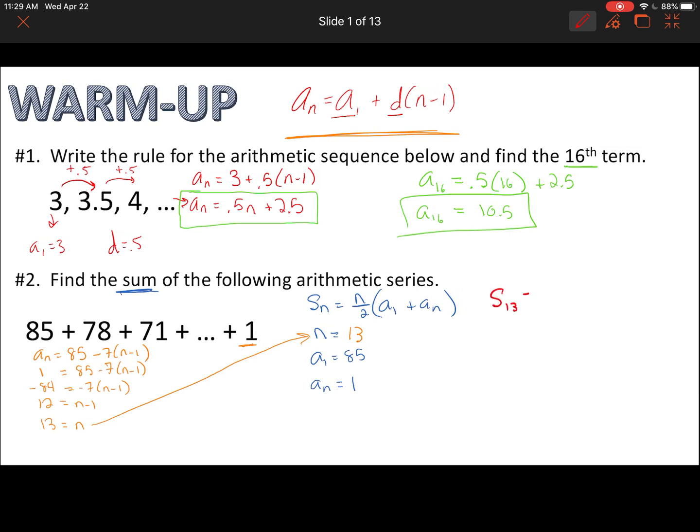The sum of these 13 terms is equal to 13 over 2 times the first term, which we said is 85, plus the last term, which we said is 1. And we do that math, and we get the sum of these 13 terms is 559.